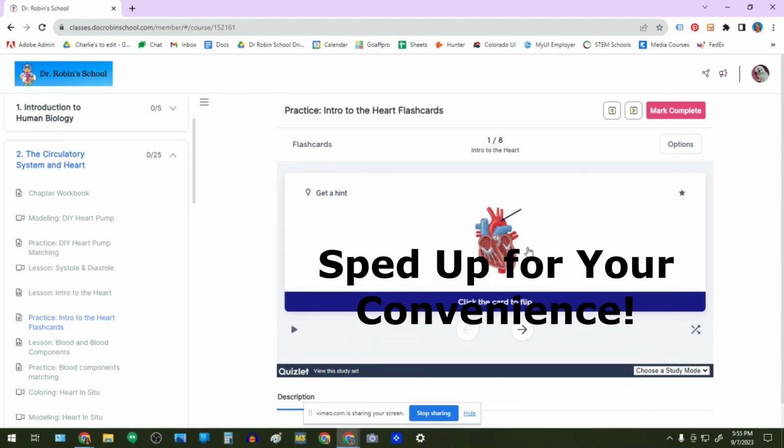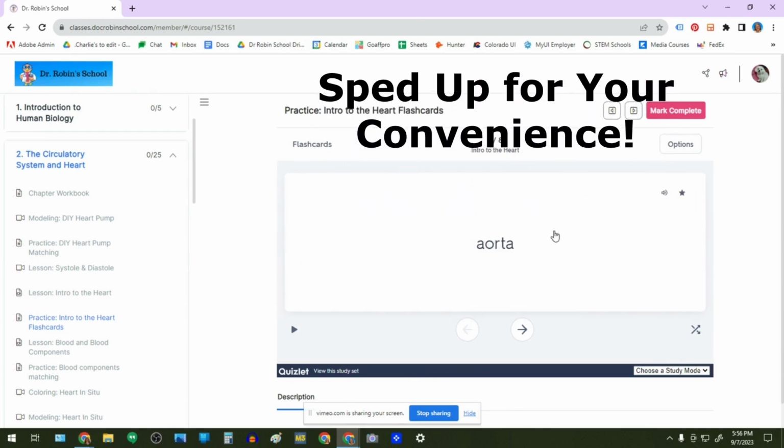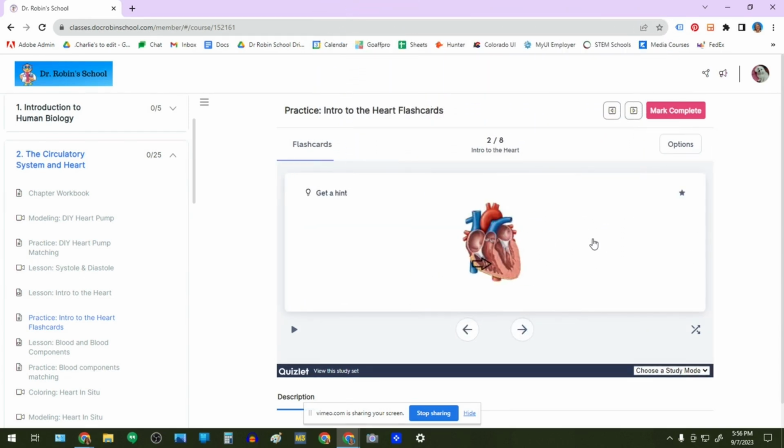So I can look at this now and I can say, all right, what is this? Oh, that's the aorta. Oh, yep, I'm right. Very cool. All right, go to the next one. Ooh, let's see, that's shaped like a V. And I remember everything's flipped right to left, so that must be the right ventricle. Let's see. Yay, right ventricle, I got it.